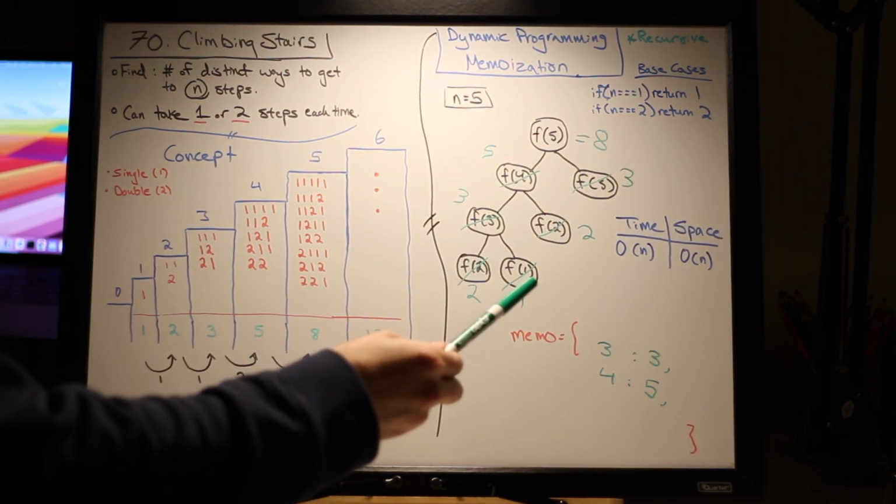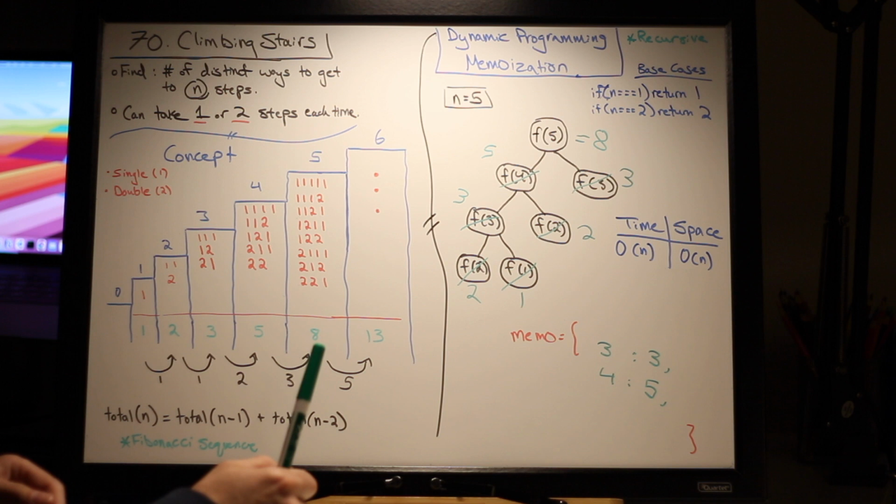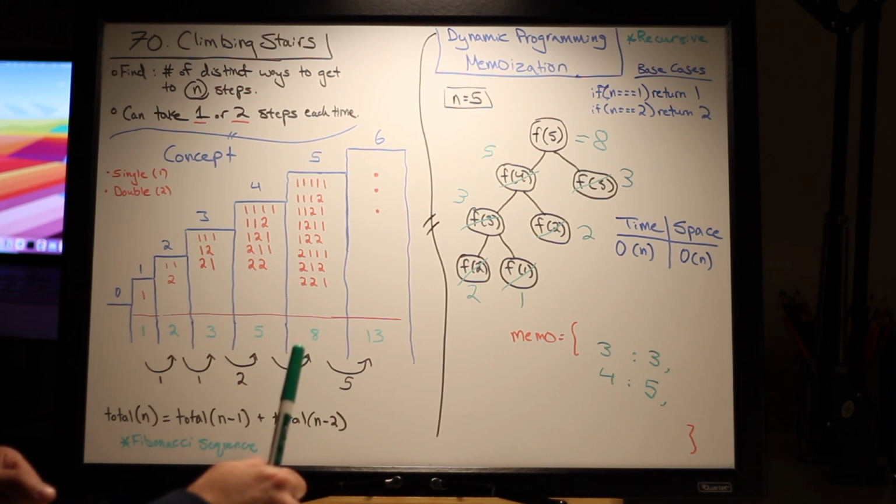Let's talk about the time and space complexity. The time complexity is linear, O of n, and this is since each value is computed only once and stored in the memo object. Therefore, the number of overall computations is going to be linear with respect to the input size n. The space complexity is also O of n, linear, and this is because the size of the memo object grows linearly with the input n as values are stored for each distinct value of n.